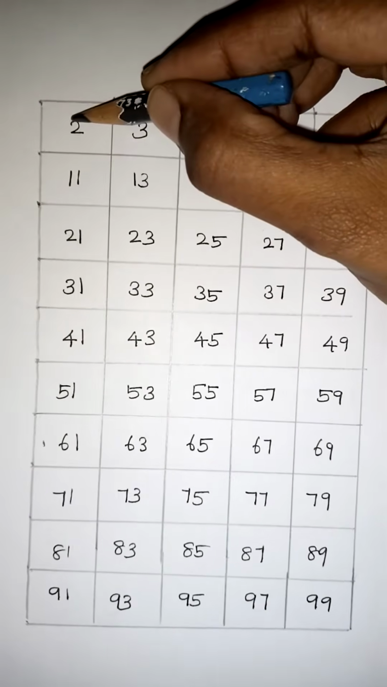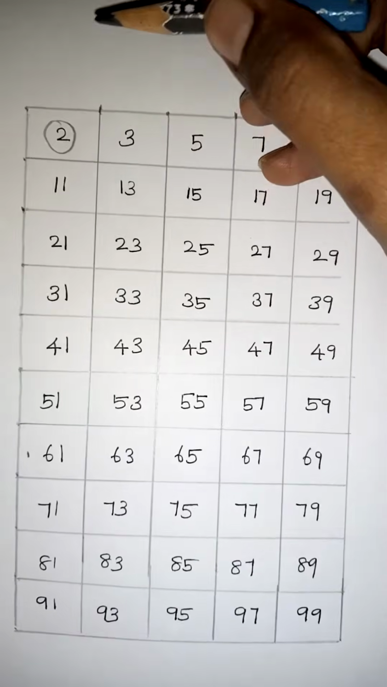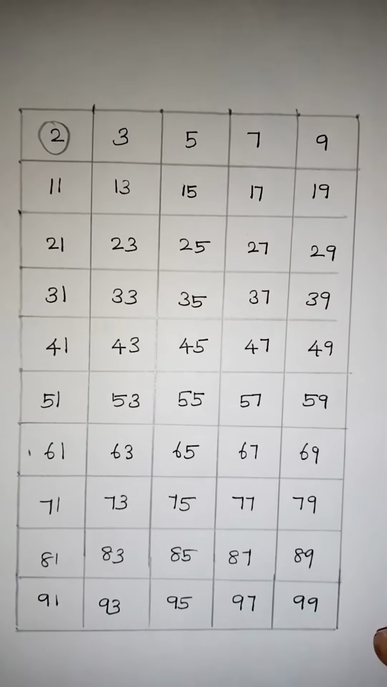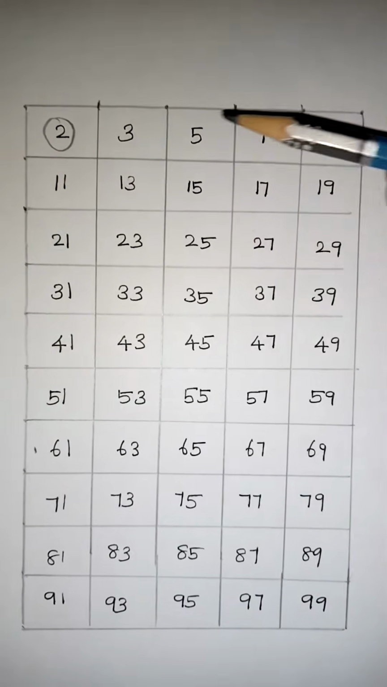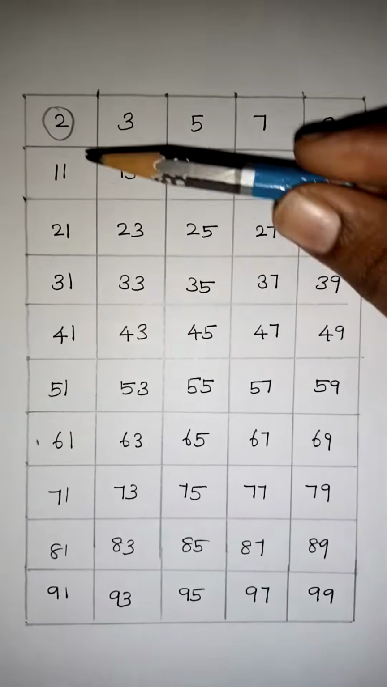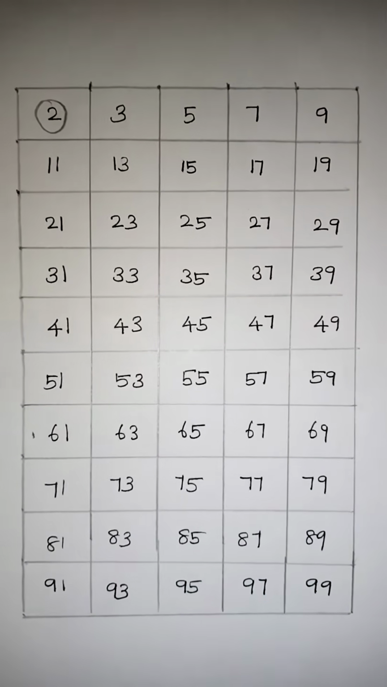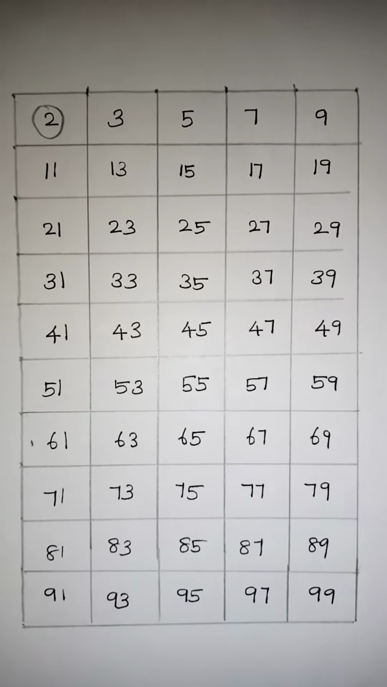So the first number alone I have written is 2, because all the remaining even numbers are not prime numbers, because all the remaining even numbers will be divisible by 2. So that's why I didn't include any even numbers in this table. I have written all the odd numbers except this 2. 2 alone is a prime number, all the remaining even numbers are not prime, so you need not worry about the even numbers except the 2.